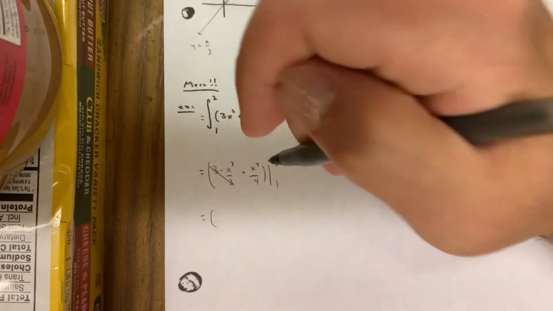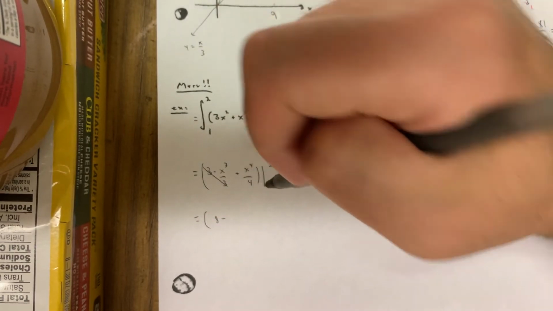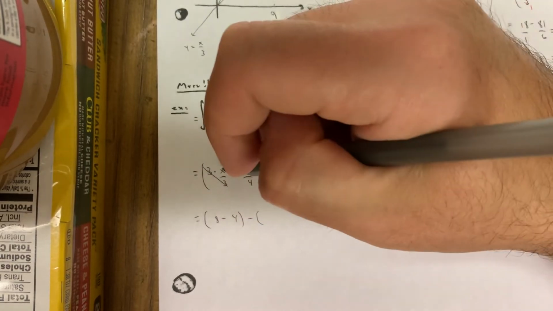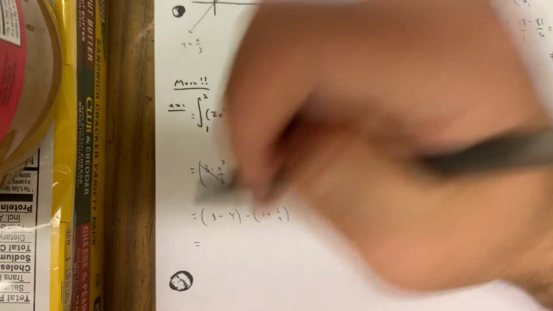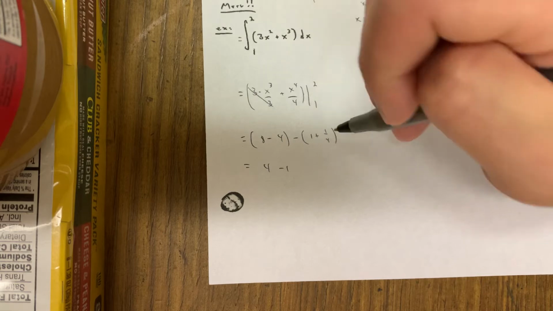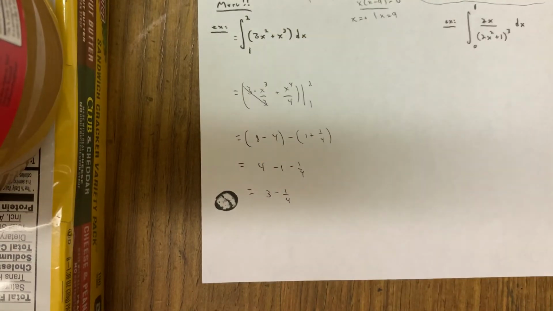No 0 here, but whatever. Plug in the 2. 2 cubed is 8. Minus 2 to the 4th over 4, so 2 to the 4th is 16, divided by 4 is 4. Minus, let's plug in the 1, 1 cubed, plus what, 1/4? This is really 4 minus 1, minus 1/4. So really 3 minus 1/4.